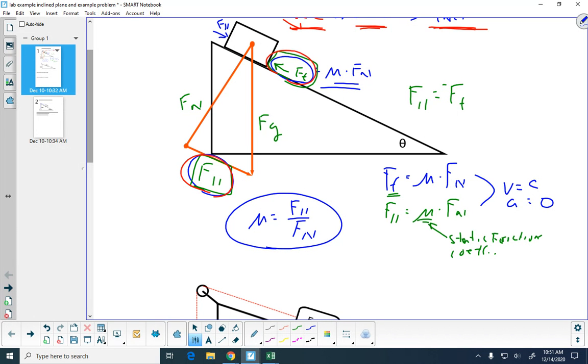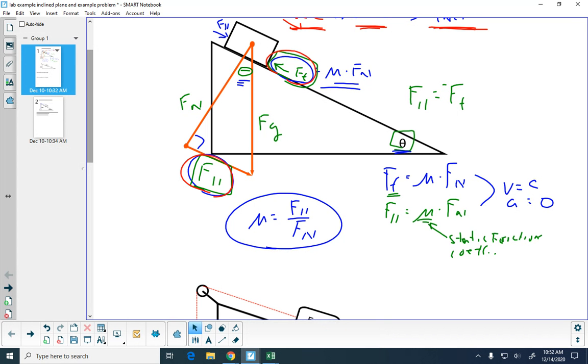Now, once again, this is guaranteeing that we are moving at a constant velocity. Well, if we take a look at this ratio here, force parallel over force normal, this value of theta, once again, goes up to here. This theta that we have is this theta here.